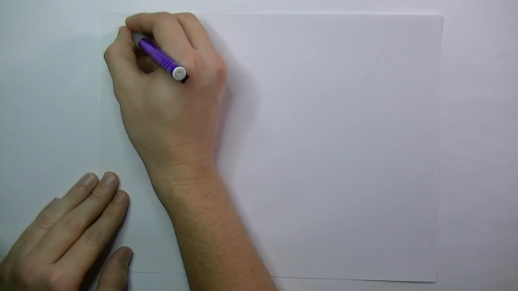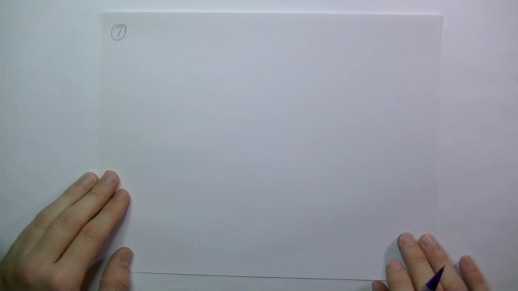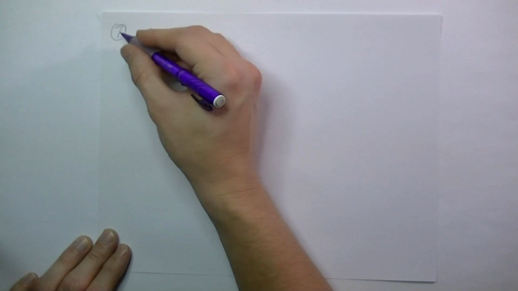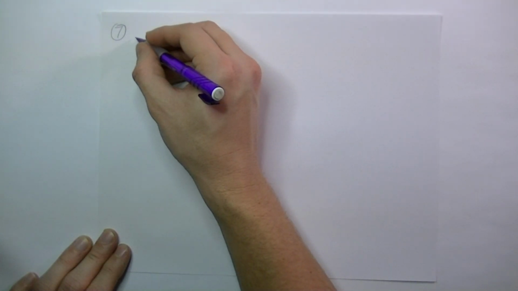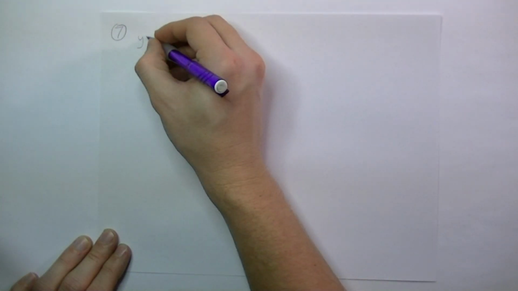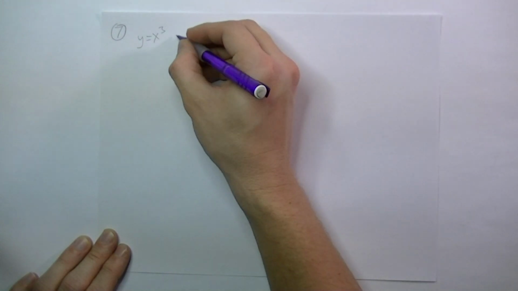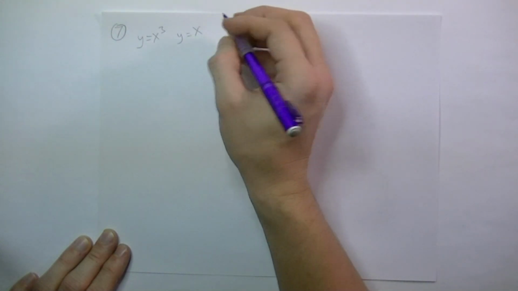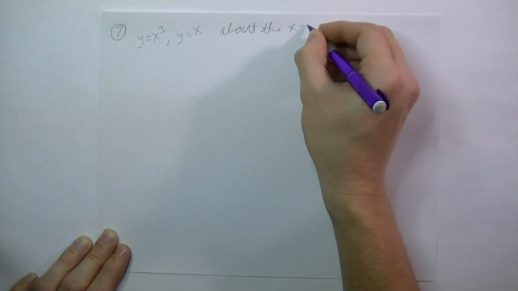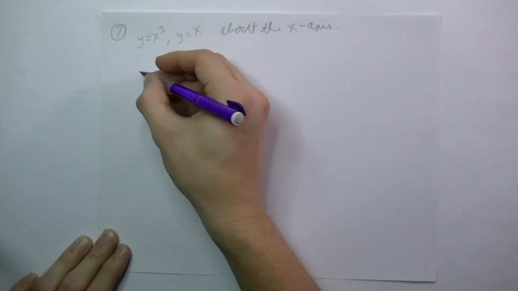So let's just move right along to number 7. Number 7 is the first problem where we're going to have to use the method of washers instead of discs, and what that means is there's going to be a void in the solid. It's not going to be completely solid, there'll be a hollow space. So number 7 says we want the volume of the solid bounded by the region y equals x cubed and y equals x about the x-axis.